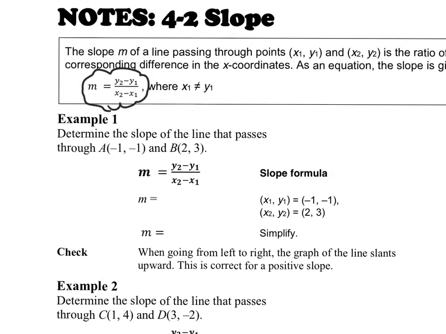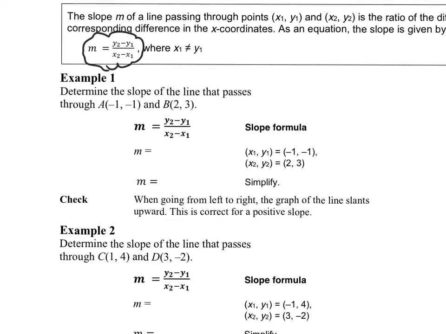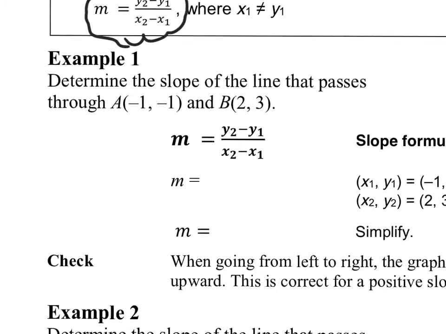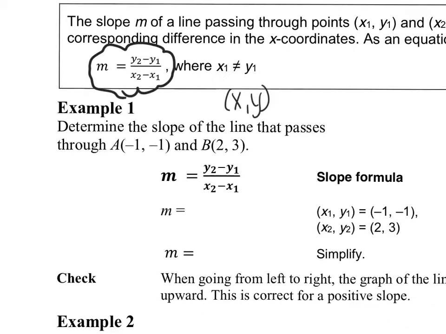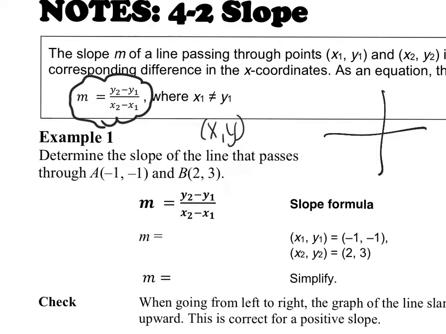Okay, so determine the slope of the line that passes through these points. So they gave us two coordinates, okay? Coordinates are an x, y coordinate, right? So remember on a graph, when we graph things, we go the x coordinate first, and then we go up or down. So we go left or right, and then up or down when we're graphing a point, okay?